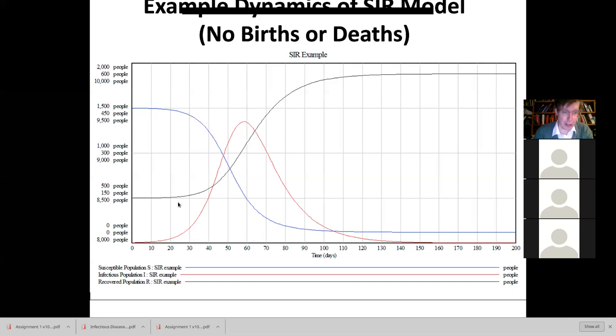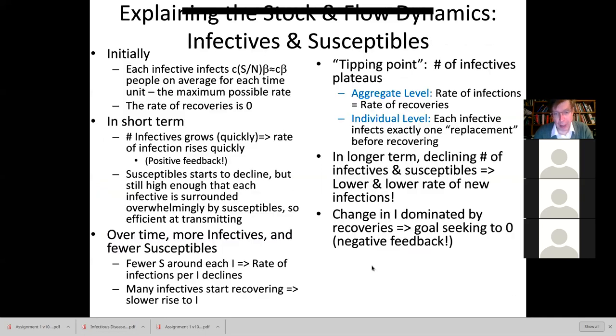Meanwhile, though, these infectives are not coming from nowhere. I mean, they're depleting the number of susceptibles. And eventually some of those infectives will start to recover, okay? That's this number here. And the recoveries will rise. And eventually we'll see a plateau and return. And I'd like to talk about these stages.